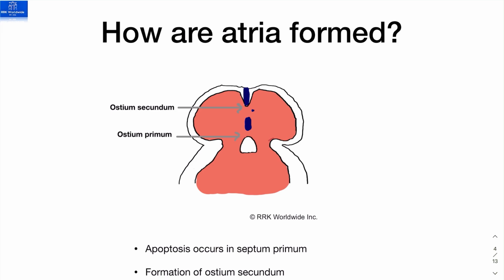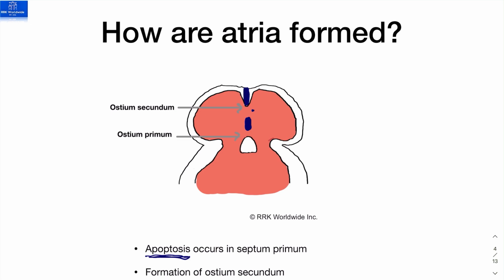How could this come up on the real deal? I've seen this question on Step 1 Q banks multiple times, and they would ask you, through what process does the ostium secundum occur? And the answer in that case would be apoptosis. What about the ostium primum? It's not apoptosis? That's a good question.